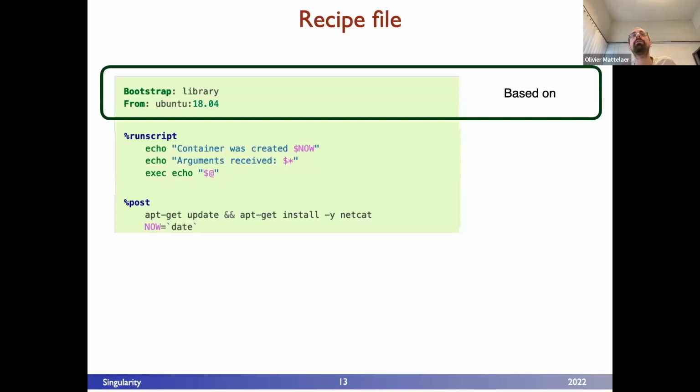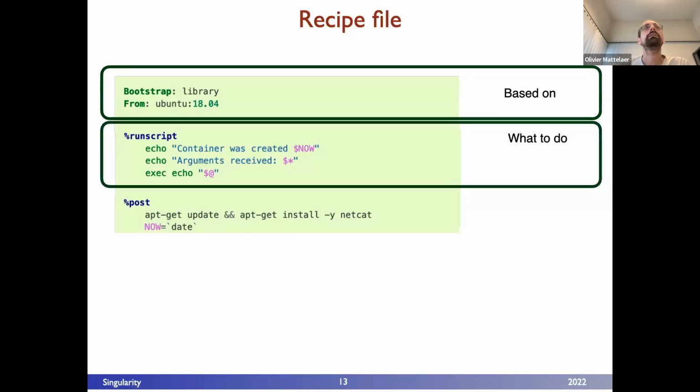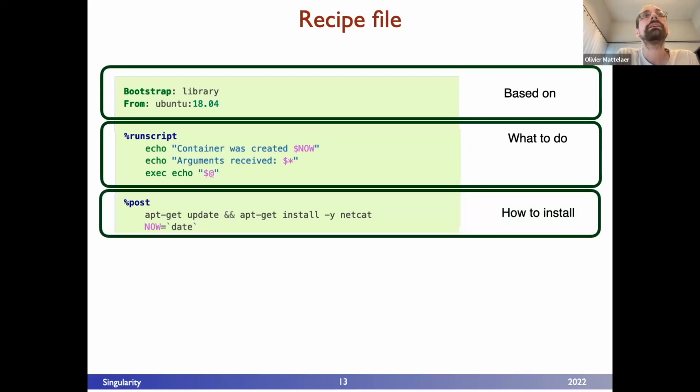3 parts. The first one is your starting point. You typically start from another container. In this case, it's a Singularity container. You can also start, obviously, from a Docker container. Then the run script is what is going to be executed when you run the container. That's typically the executables that you want to run. And finally, the post section, it's a bit weird to call it post, to be honest, but okay, is how you install the applications within the container.